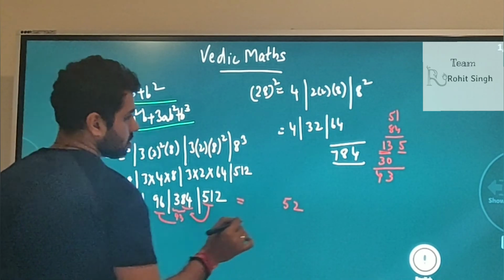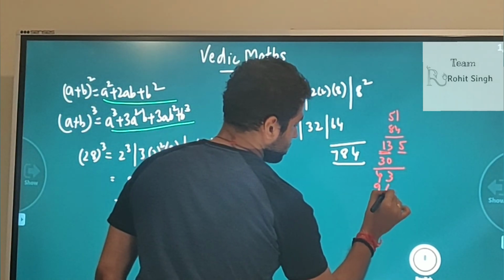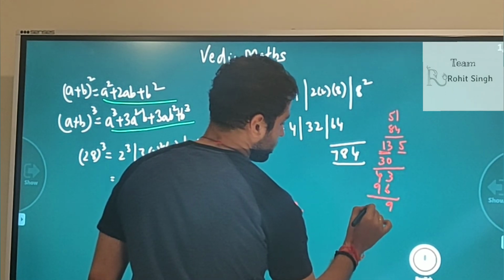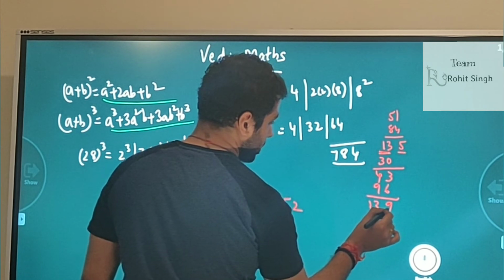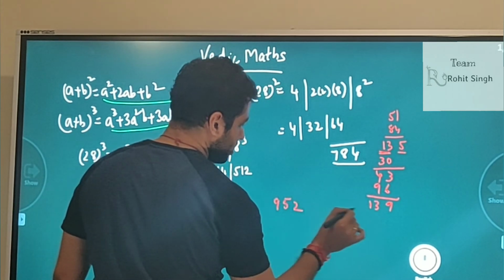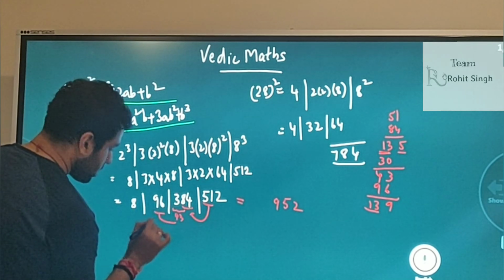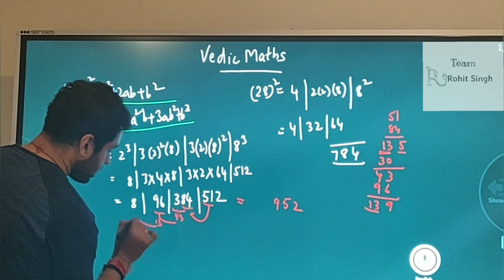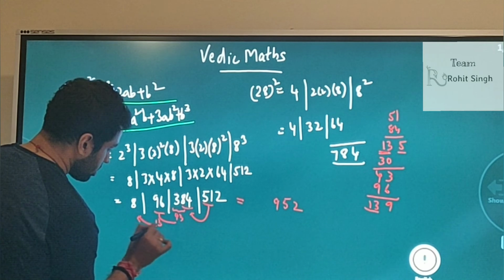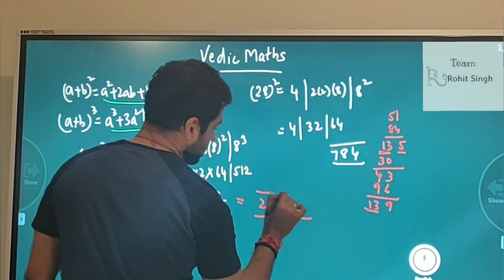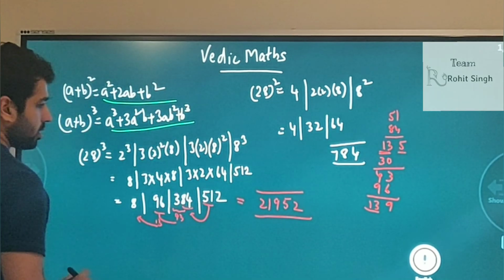Now this 43 that you are going to get over here will be added to this. So 43 and 96. So 9 over here. 4 plus 9 gives us 13. What is the units place over here? 9. Now this value is carried on, and so we are getting 13. So this 13 is added to this 8. So 13 plus 8 gives us 21. So 21952 is our final answer.